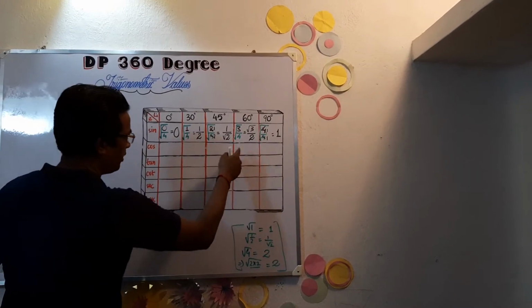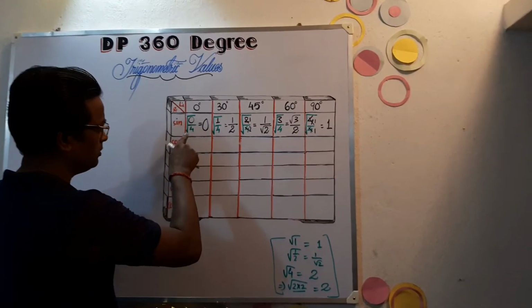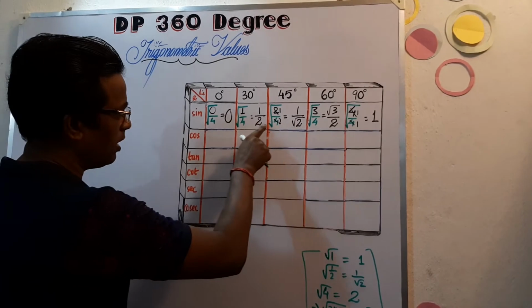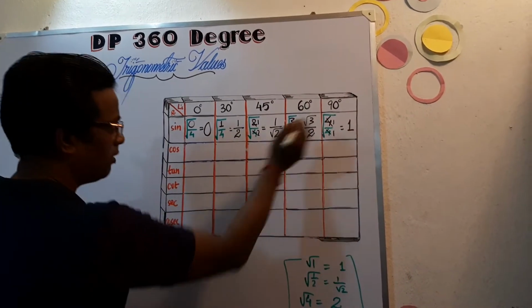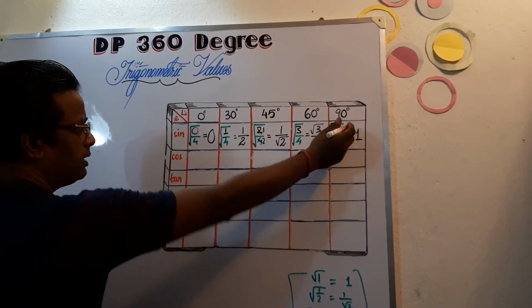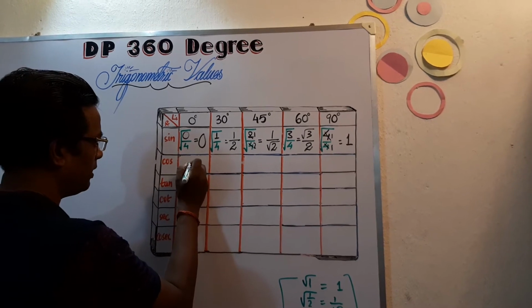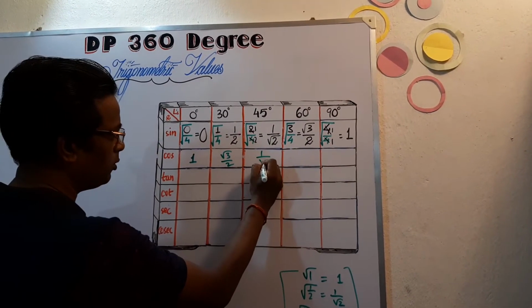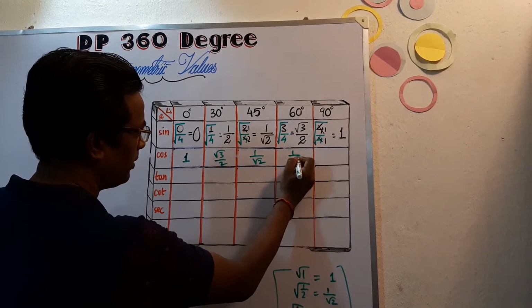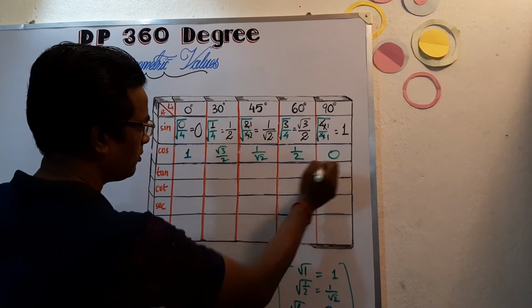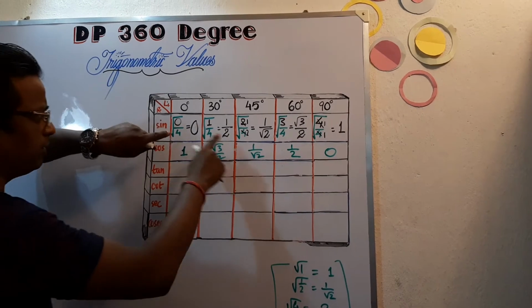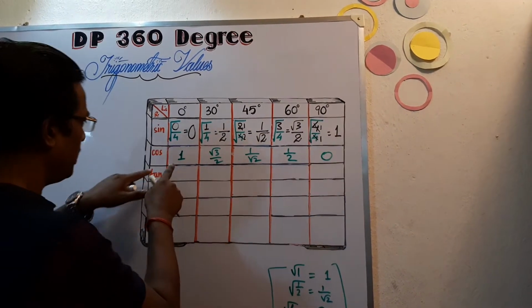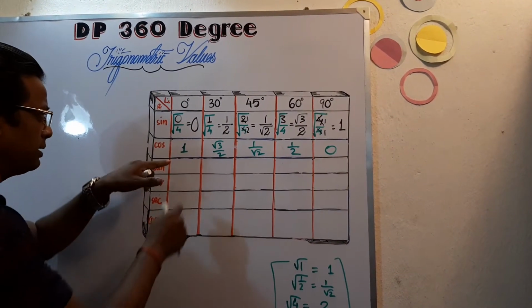Now, for the cos column, write 0 to 1 in reverse order: 1, root 3 by 2, 1 by root 2, half, 0. In place of cos 0, write the value of sine 90, that is 1. Then root 3 by 2, 1 upon root 2, then 1 by 2 and 0. The sine values increase from 0 to 1, and for cos you write them in the reverse order, so it becomes 1 to 0.